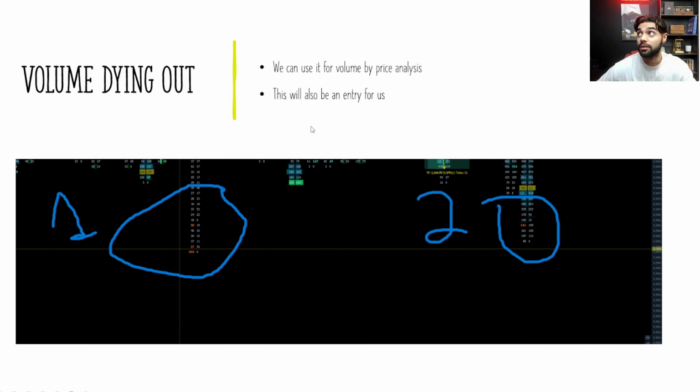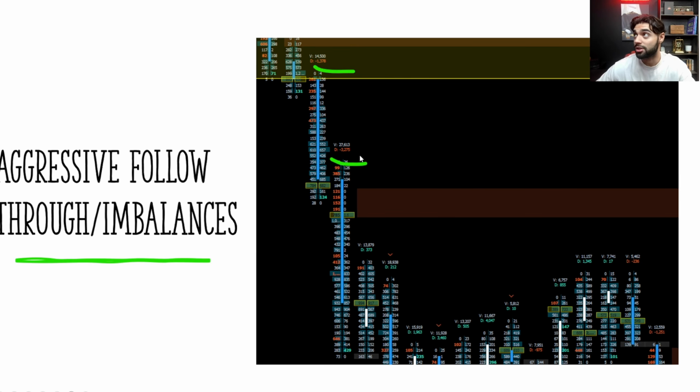Another really good usage of the footprint chart is seeing volume dying out as well. Use it for volume by price analysis, and I also use it as an entry trigger, which we're going to talk about in the next episode. So right here you see the volume down to the zeros, really subtle. Nothing. You see these blue bars, no histogramming. The volume died out here twice, so you know nobody wants to trade down here. So what happens when nobody wants to trade? Price must move up.